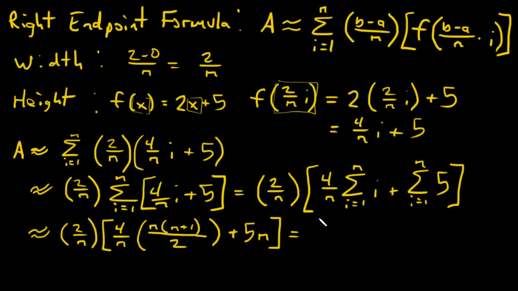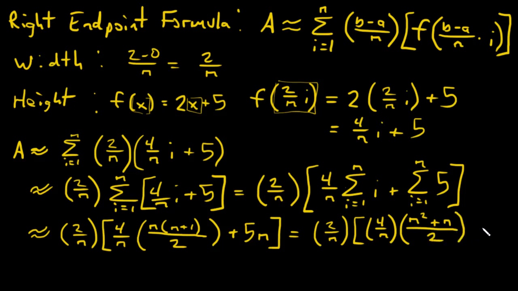Okay? So now I have 2 over n times, I'm going to have 4 over n times, well, this is going to give me n squared plus n over 2, not bad, plus 5n. Okay? So far so good. We're getting there. Okay? I'm now going to distribute this 2 over n through.